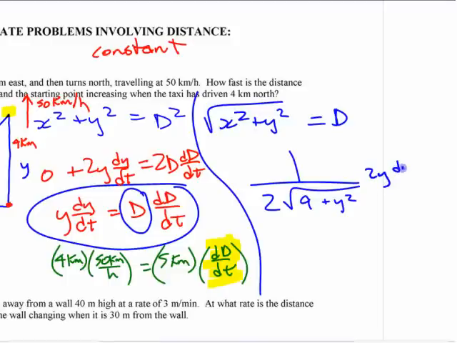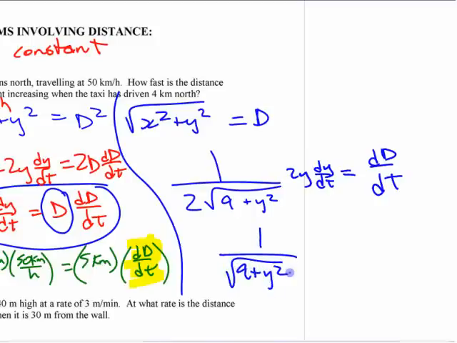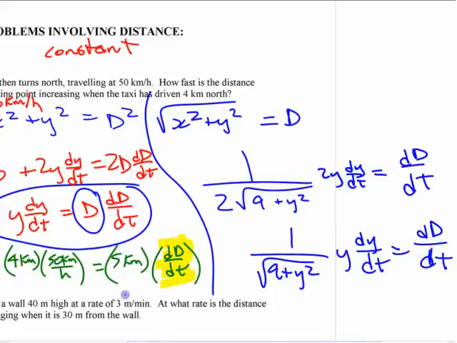2y dy dt equals d dt. The 2's cancel, right? You get 1 over square root of 9 plus y squared times y times dy dt. This is exactly the same formula with 2 changes from the other side. Well, it's not. The only difference is this d is on the other side, right?